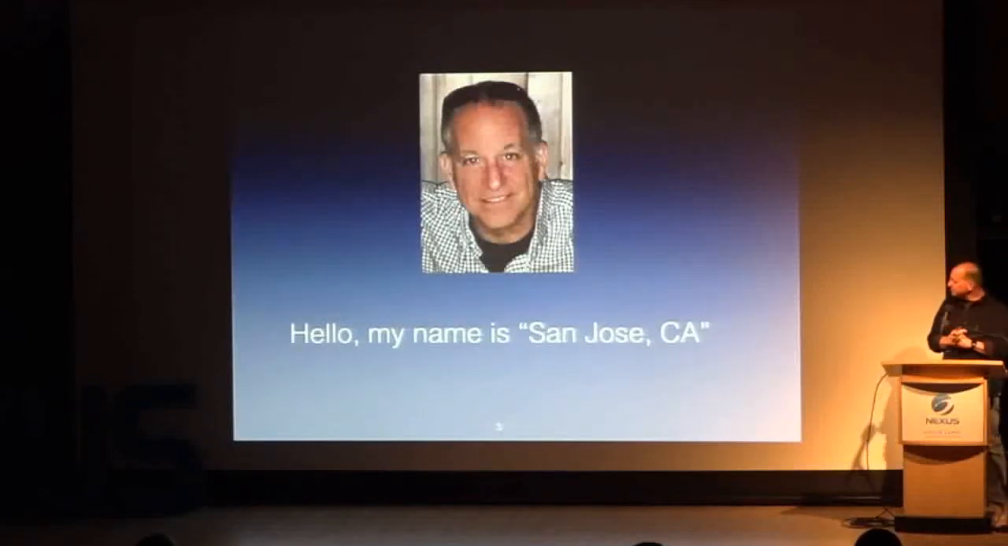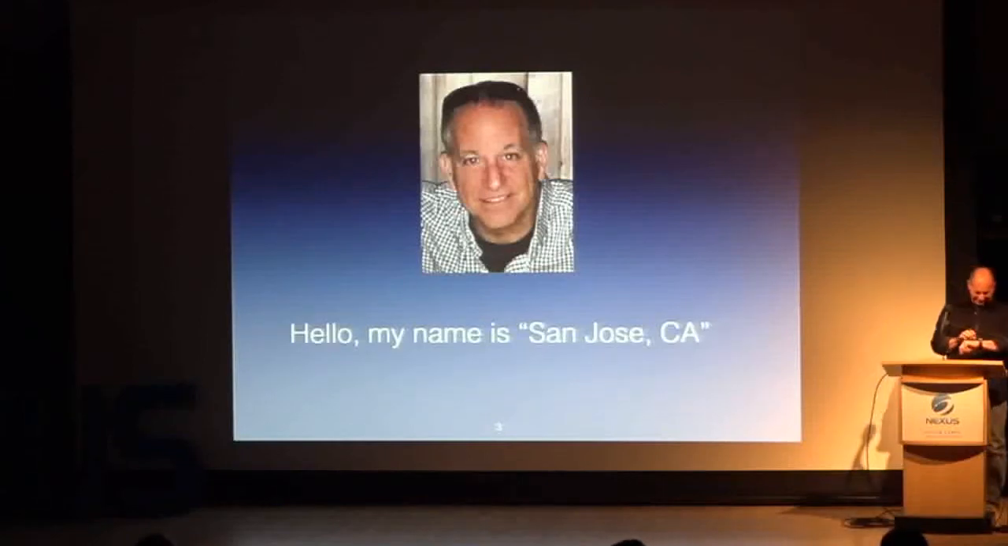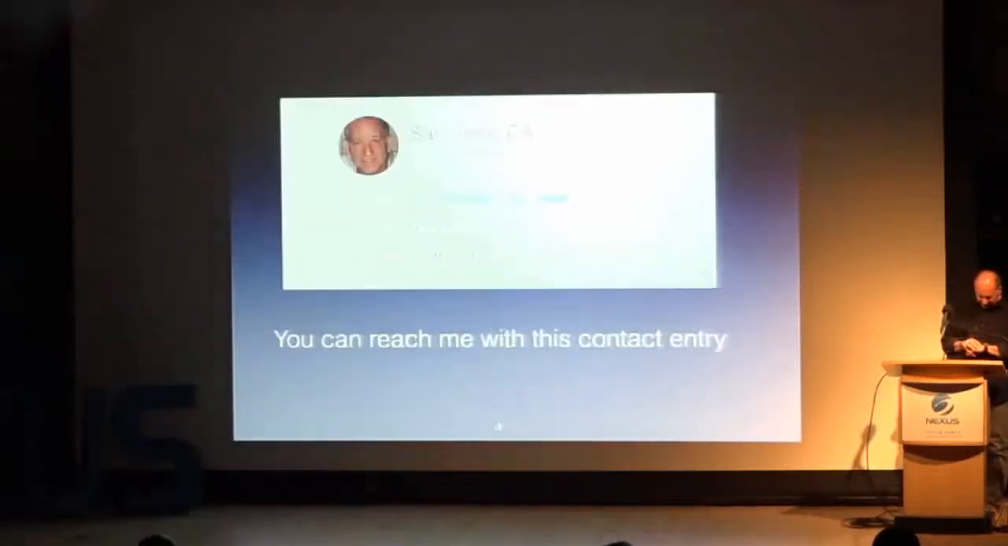Okay, so let me introduce myself. Hello, my name is San Jose, California. And this is my contact card. You can reach me at this contact entry. So there's a picture of me. I'm a software engineer. My name's San Jose, California.